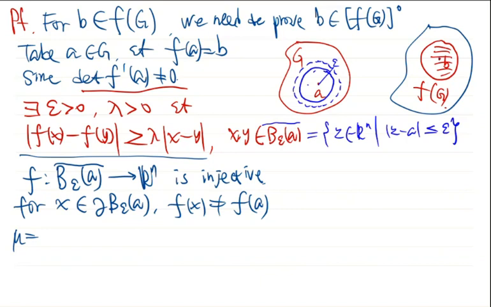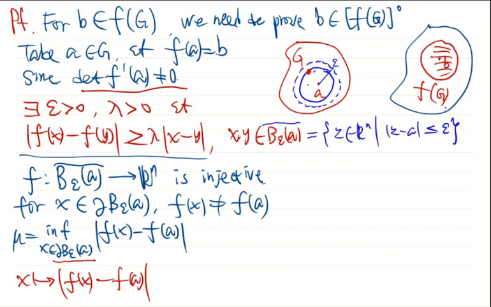this number, for x on the sphere with radius epsilon centering at A, we consider the difference from f(x) to f(a), because this sphere is sequentially compact, and this function is obviously continuous. So this function, as a continuous function, attains its minimum over this sequentially compact set, the sphere centering at A with radius epsilon. So this infimum is attainable. It's the minimum value of such a function.